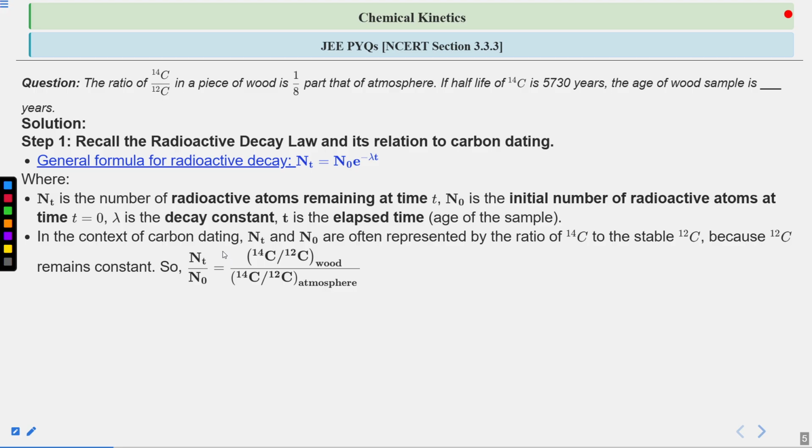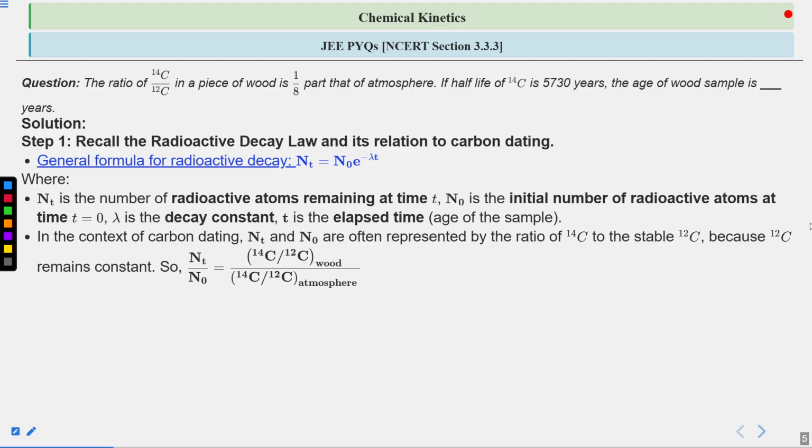So in the context of carbon dating, this Nt and N naught are often represented by the ratio of 14C to the stable 12C, because 12C remains constant. Between 14C and 12C, which are both isotopes, the stable one is 12C, right? Because we have studied that carbon has atomic number 6 and atomic mass 12, remember? So 14C is relatively less stable compared to 12C. So Nt and N naught are often represented by this ratio of 14C to stable 12C.